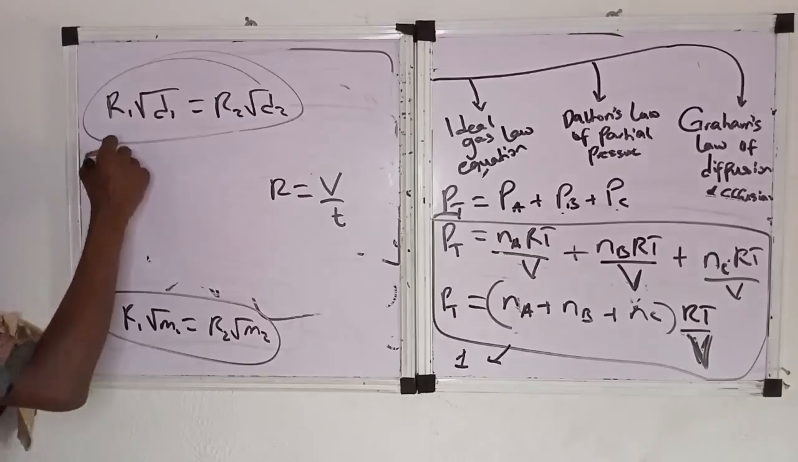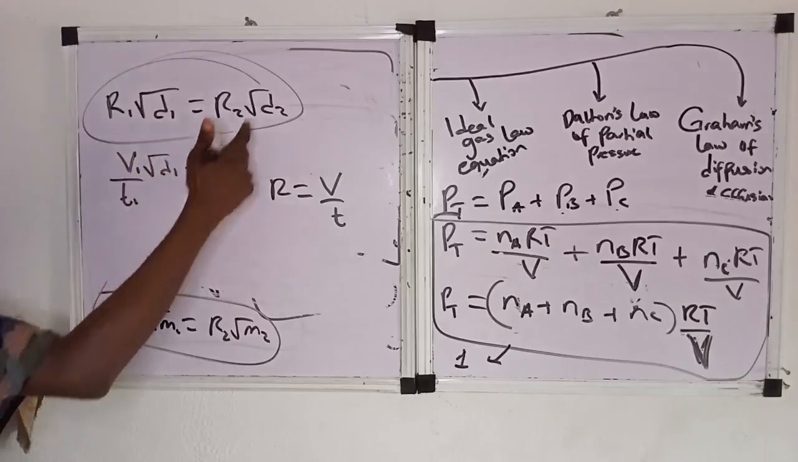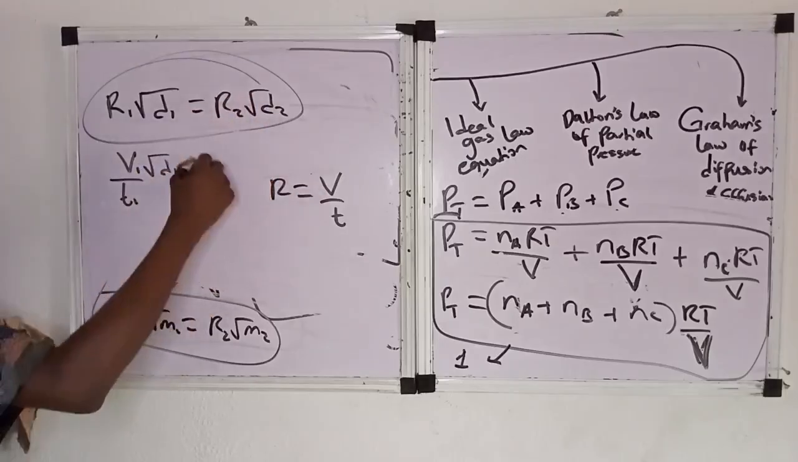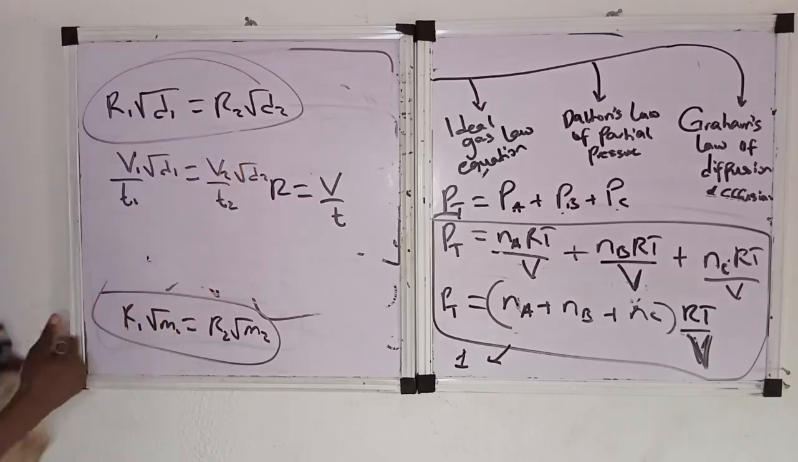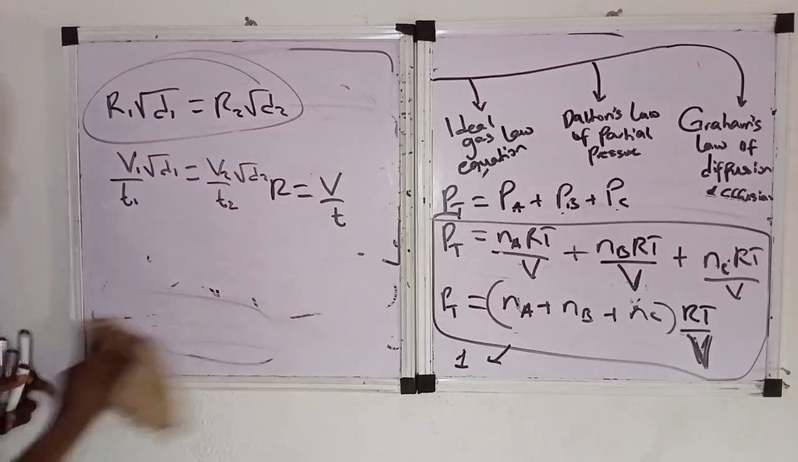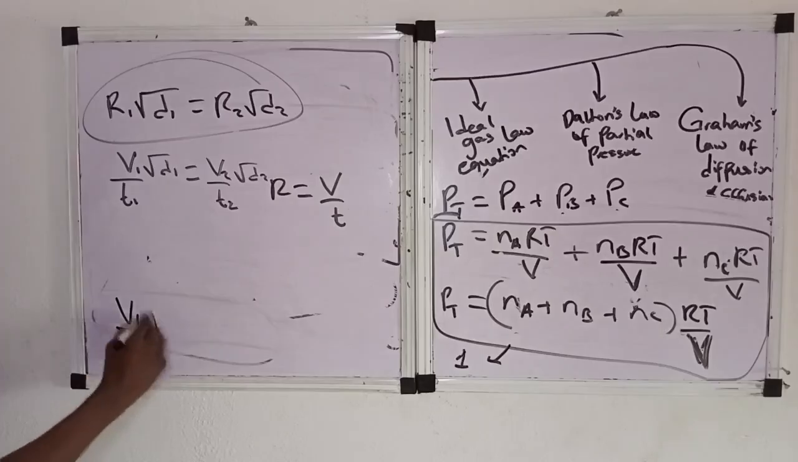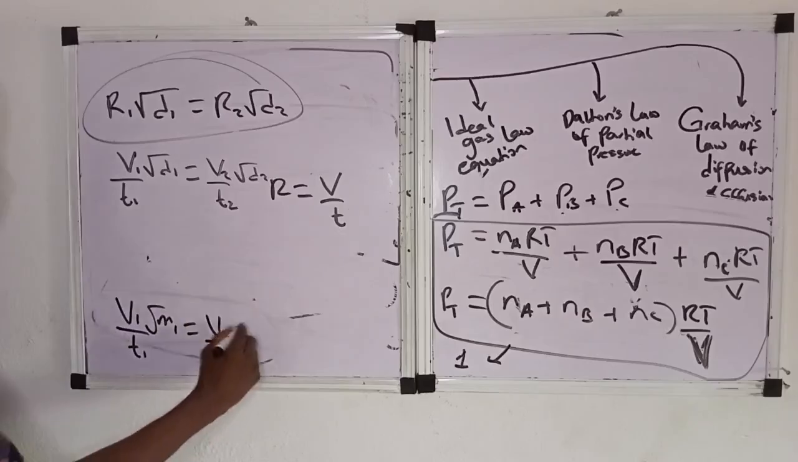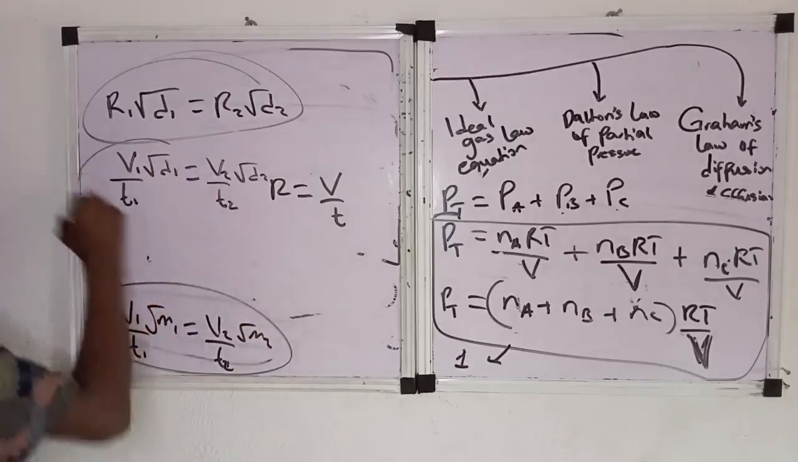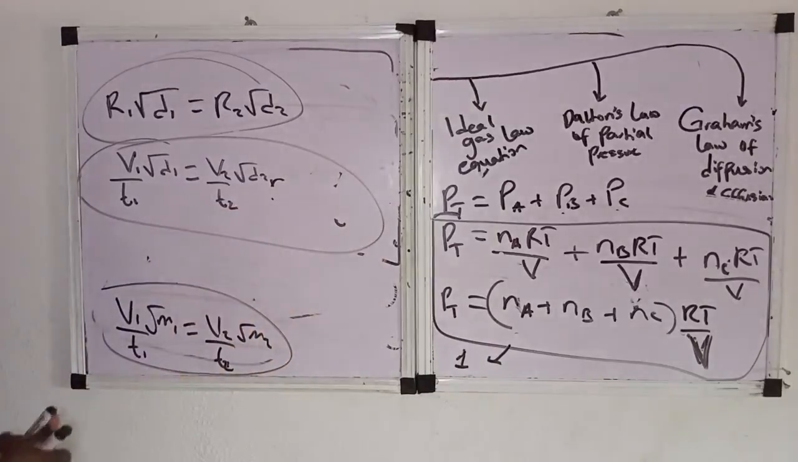So now you get something like this: V1 over T1 times root D1 equals, in place of R, V2 over T2 times root D2. The same thing happens for molar mass: V1 over T1 times root M1 equals V2 over T2 times root M2. So these are formulas as well. That is just it.